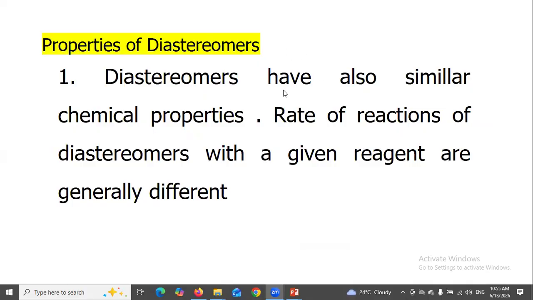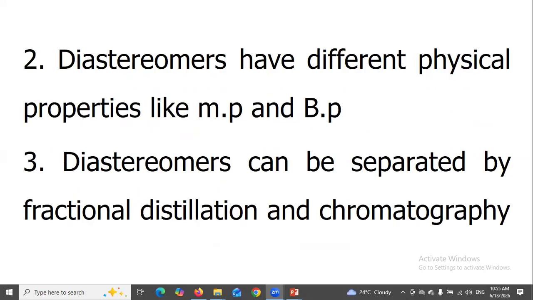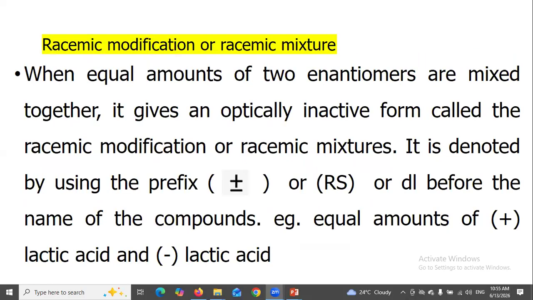Diastereomers have similar chemical properties, but the rate of reaction differs, as diastereomers react differently in a given reaction. Diastereomers have different physical properties like melting and boiling point. Diastereomers can be separated by fractional distillation and chromatography.